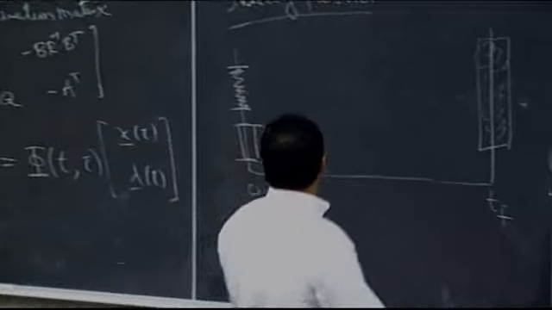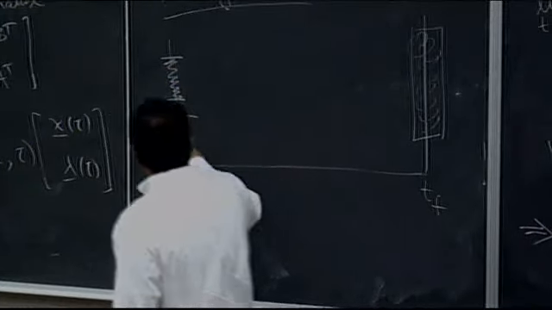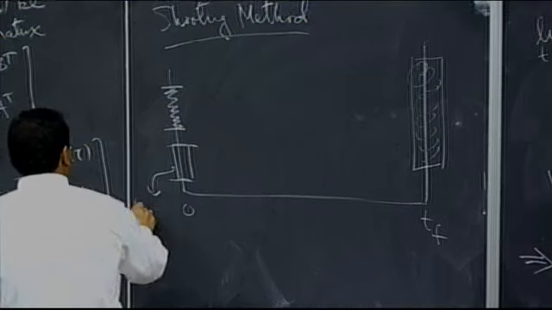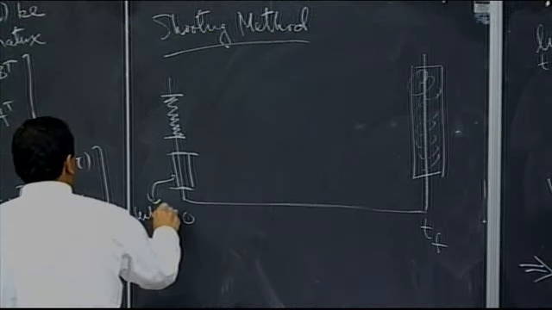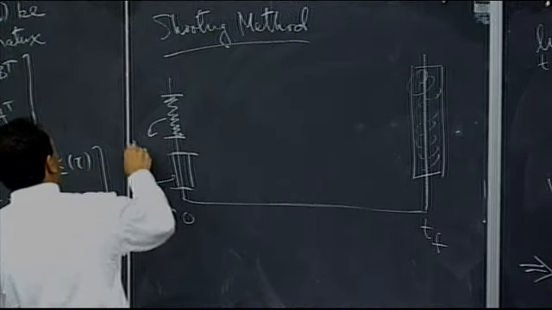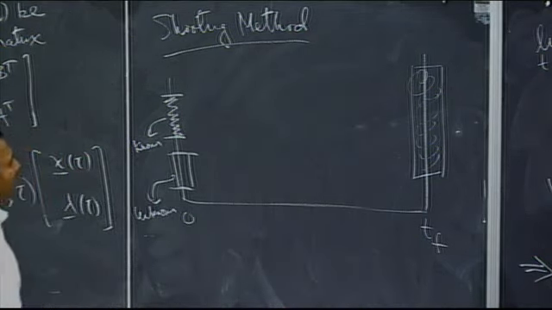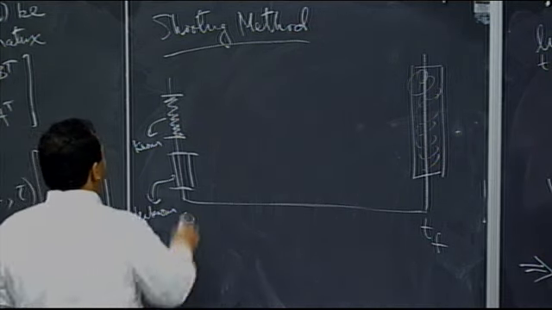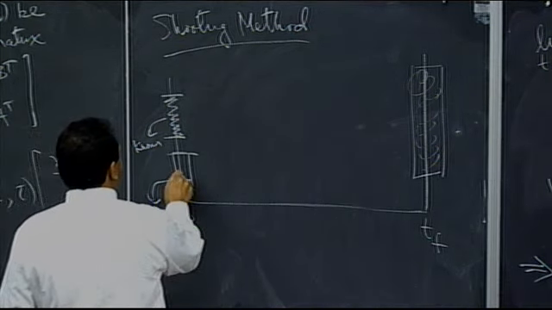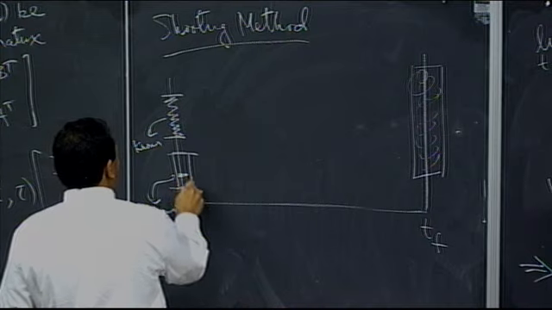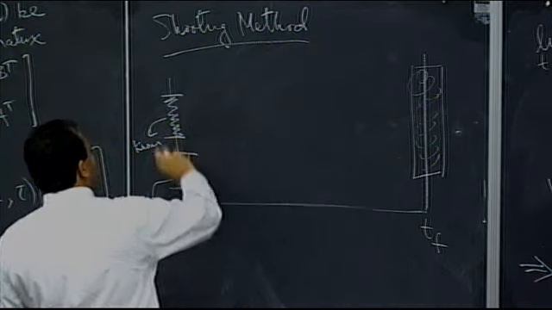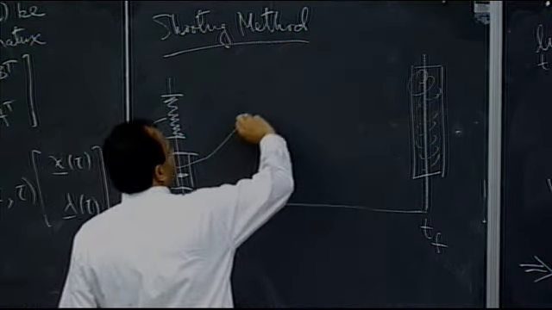So what happens in the shooting method is these are the unknown boundary conditions, and these are the known boundary conditions, or initial conditions. So the shooting method works as follows: we make a guess of these unknown boundary conditions. So this is our initial guess. And then we take this whole thing and we integrate.